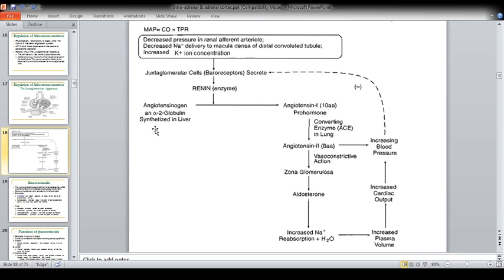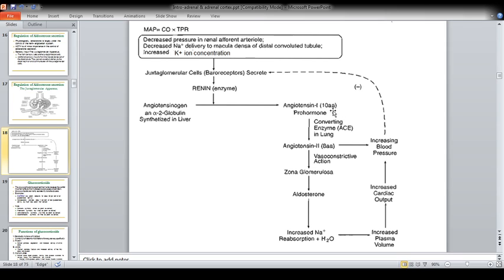On the other hand, there is a protein which is being produced in the liver, known as angiotensinogen, which is an alpha 2 globulin. Angiotensinogen is being produced in the liver. This renin produced from the kidney would act on the angiotensinogen and convert it into angiotensin 1. Angiotensin 1 is not an activated hormone, it is a prohormone. It has not yet reached its activated form.